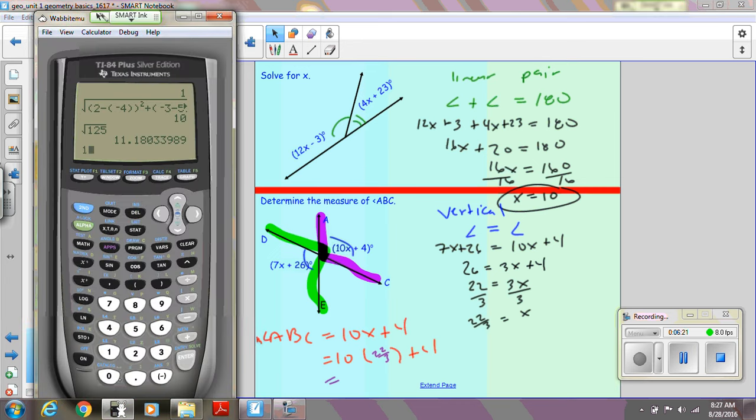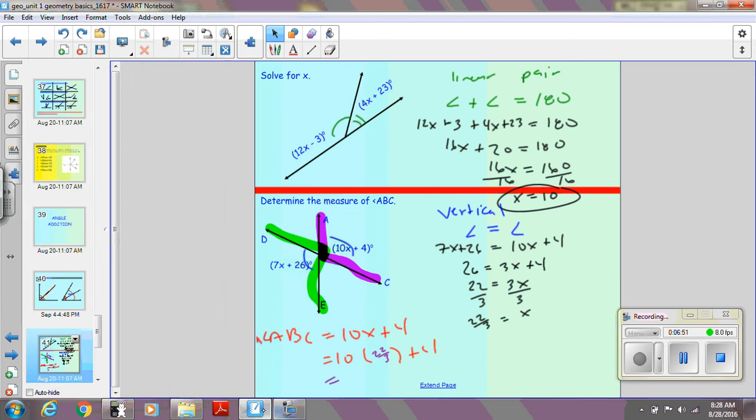So you would have 10 times, for this one I wouldn't use alpha y equals, I would just put 22 divided by 3 to save time, plus 4, and equals. So the angle is approximately 77.3 degrees.